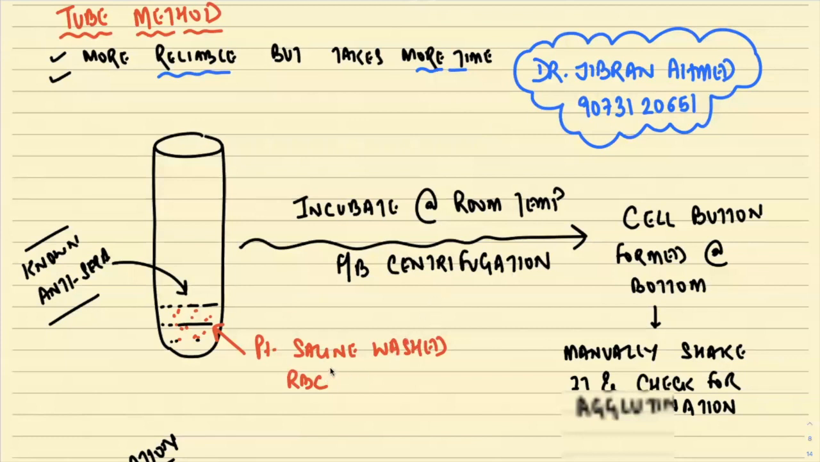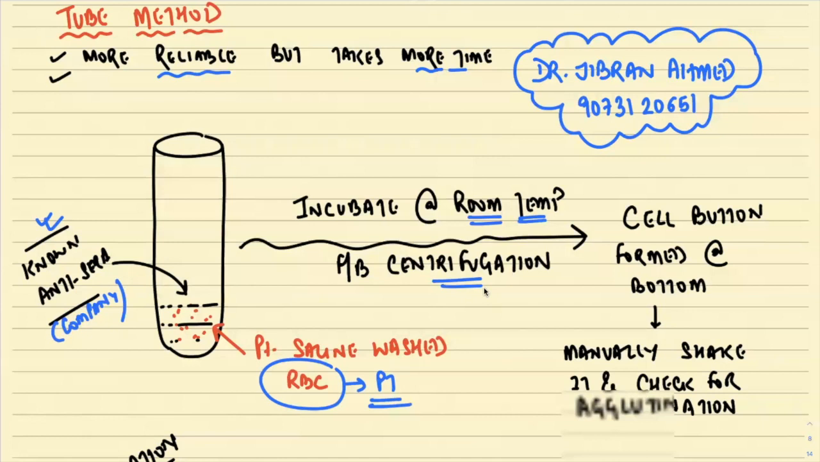So the saline washed RBC of the patient, taken from the patient sample, is placed in a tube, and over there we add a known anti-sera which is manufactured by a company. Then you incubate at room temperature or 37 degrees, followed by centrifugation.